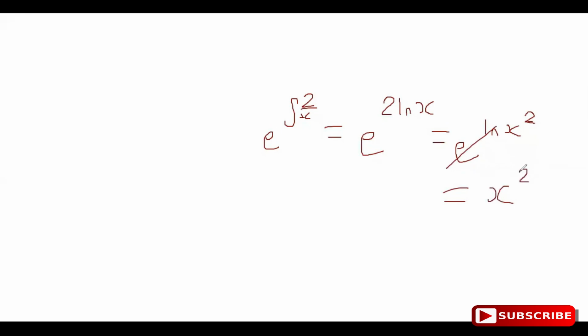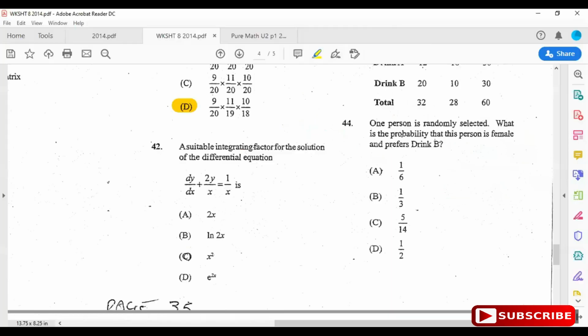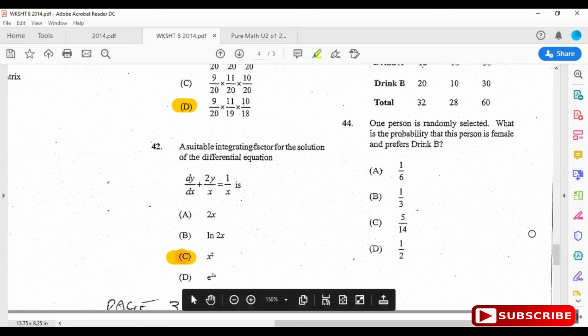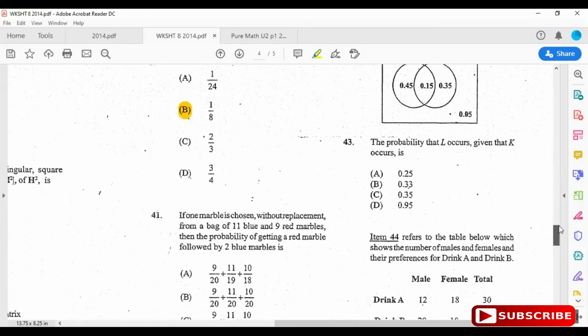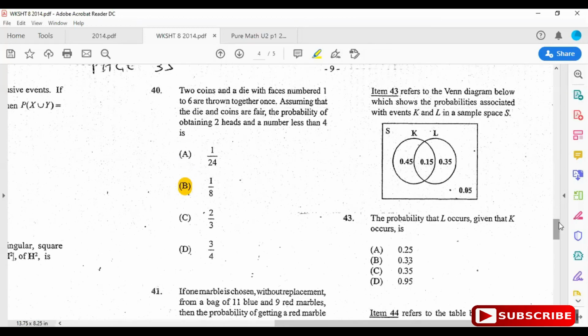That's the thing. That's the integrating factor. Imagine that's all the question asks you for, the integrating factor. They don't want nothing else but the integrating factor. Easy, soft. All right. Question 43.